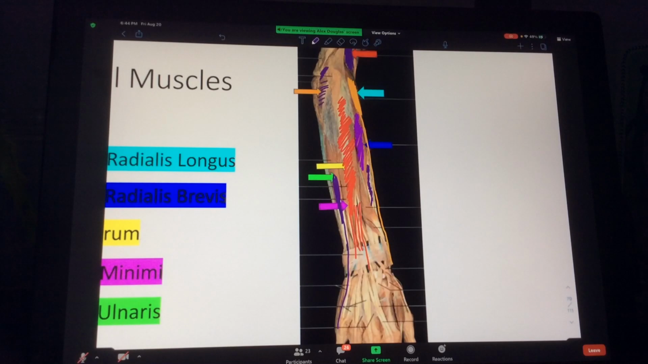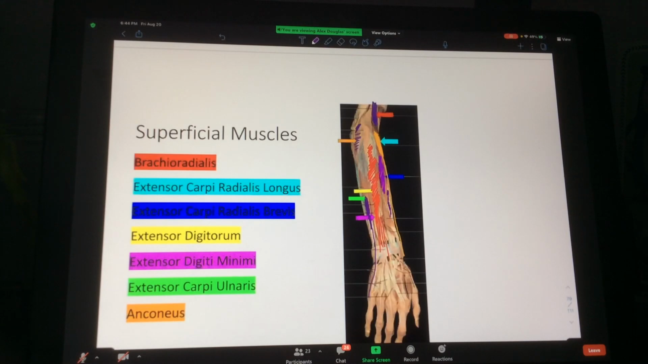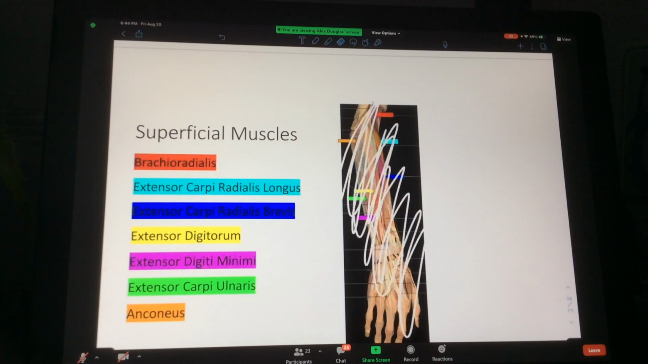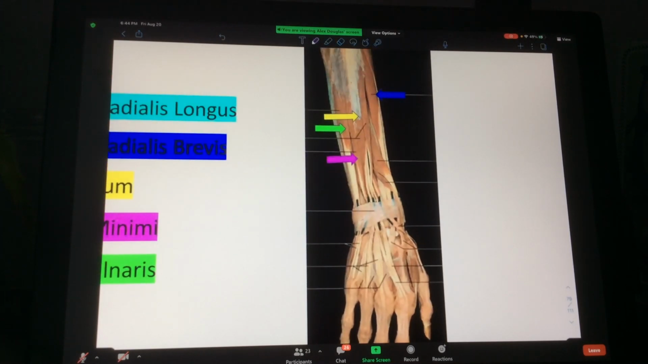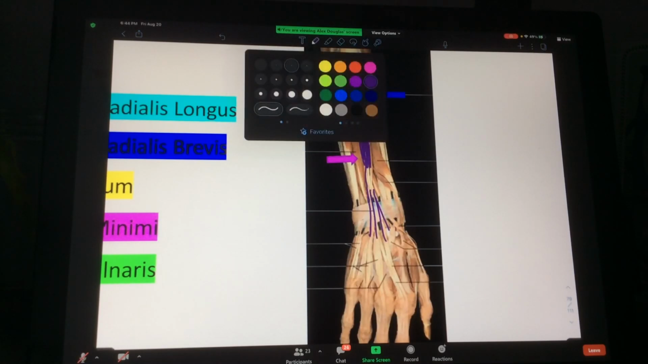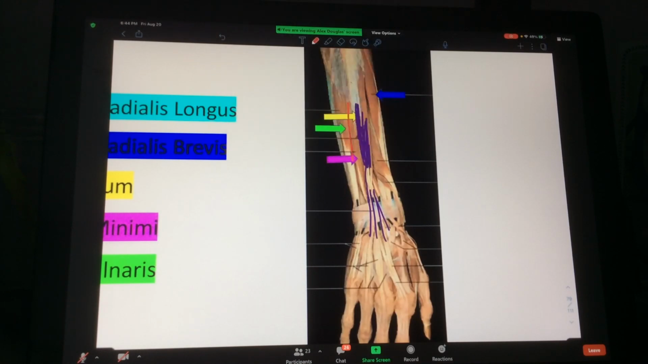Extensor carpi radialis brevis is going to be underneath, and she's going to have a shorter and wider tendon, okay? And then the other thing that you have is going to be your extensor digiti minimi. Basically, your extensor digitorum is going to go towards these fingers here, but not the digiti minimi, not the pinky, okay? She has her own thing. She's special. So the one that's right next to that digitorum is going to be your extensor digiti minimi, okay?